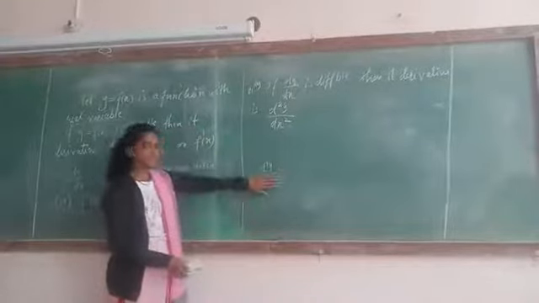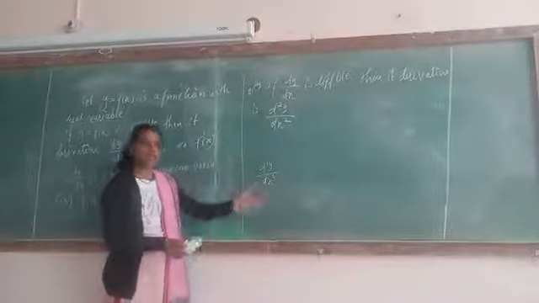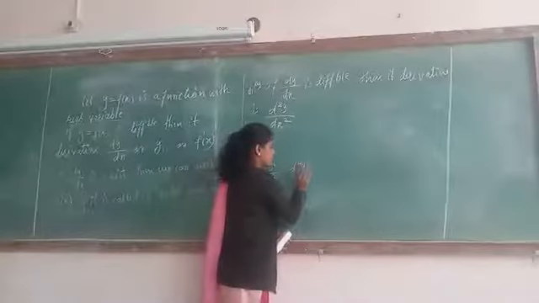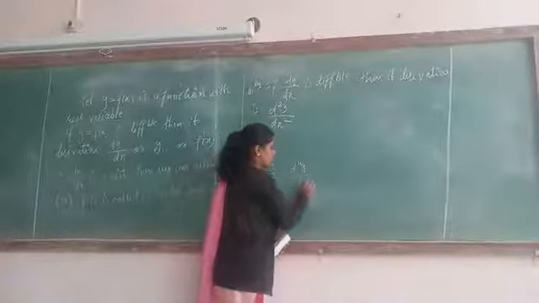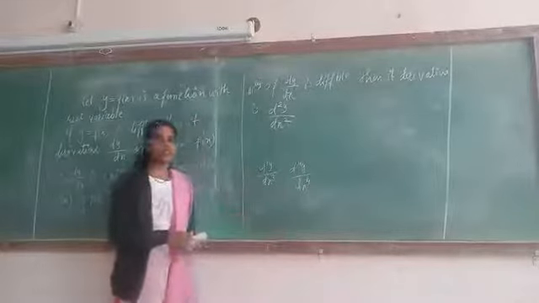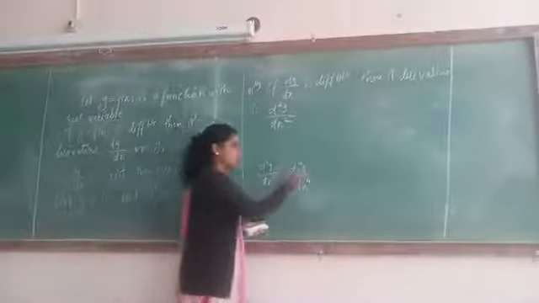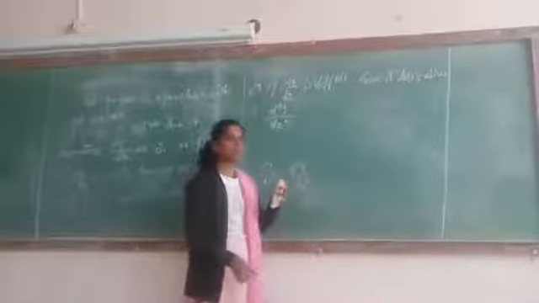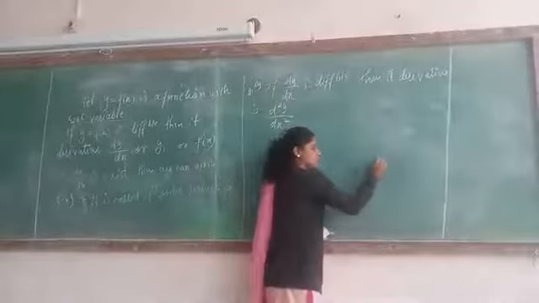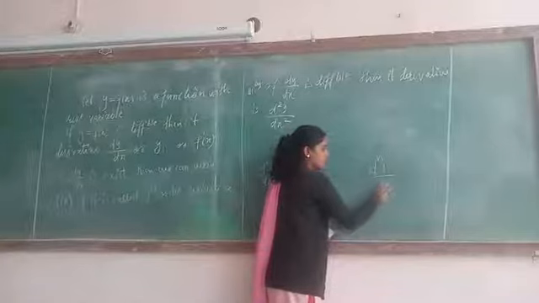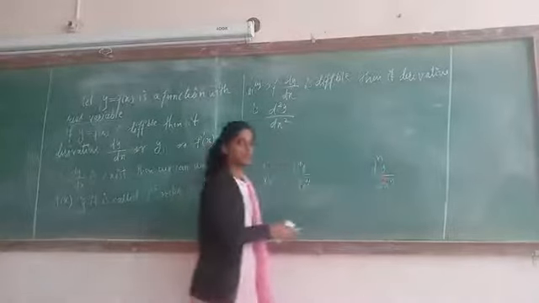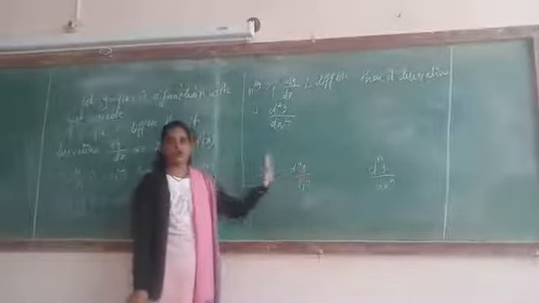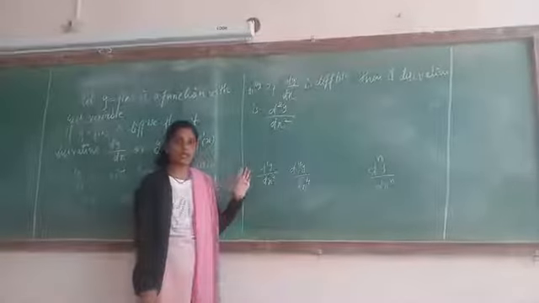Again, if we differentiate this third order derivative, we will get the fourth order derivative, that is d to the power 4 y divided by dx to the power 4. This is the fourth order derivative. If we continue this way, we will get the nth order derivative, that is d to the power n y divided by dx to the power n. And this is the nth order derivative, or this is called the successive derivative.